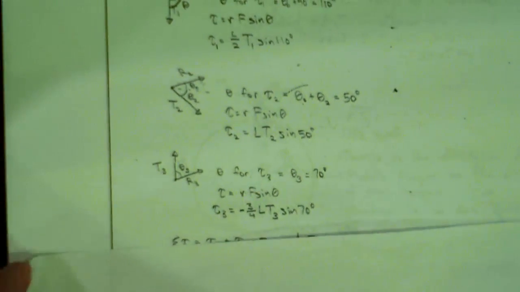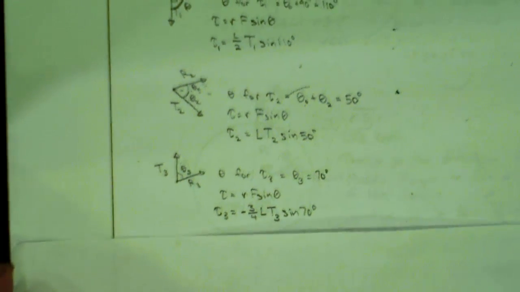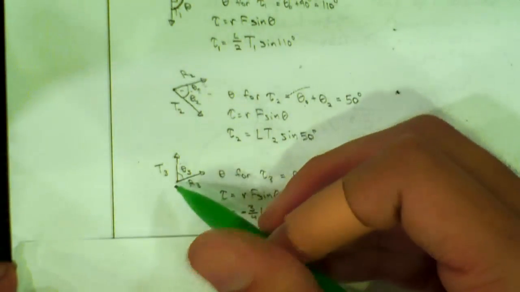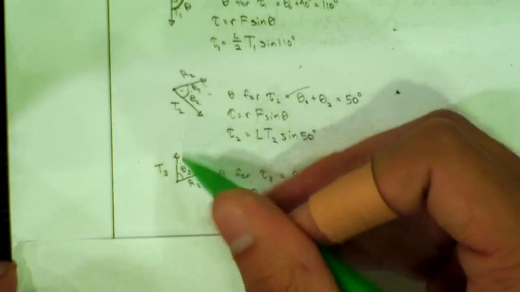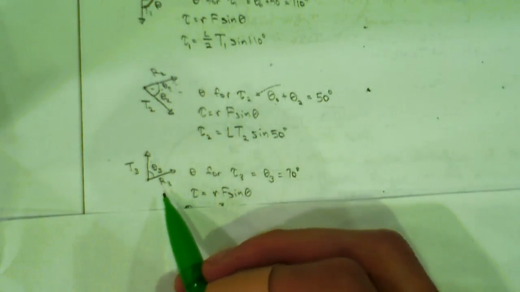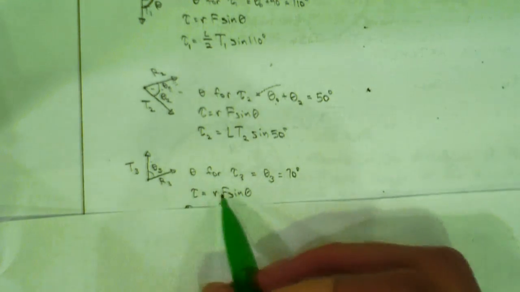So then, I didn't plug in the values yet. But then we do the same thing with the UFO right here. We have the radius still acting upward, and then we have the UFO tension acting straight up. Theta 3 is given in the diagram right here, and that's actually going to be the same theta that we're going to use for the torque equation. So same thing, we have R times F times sine theta.